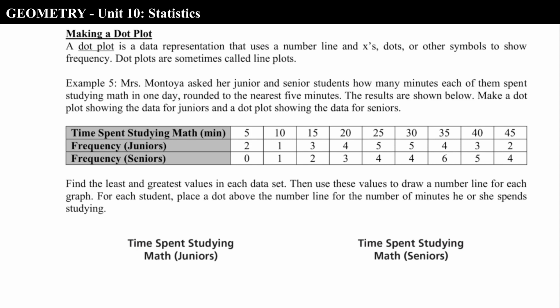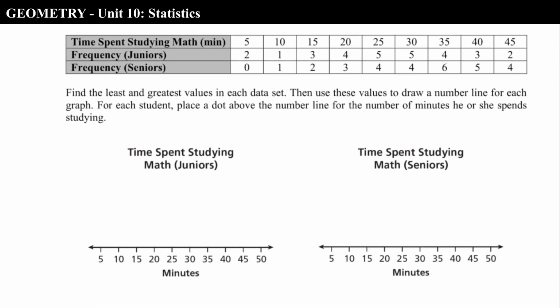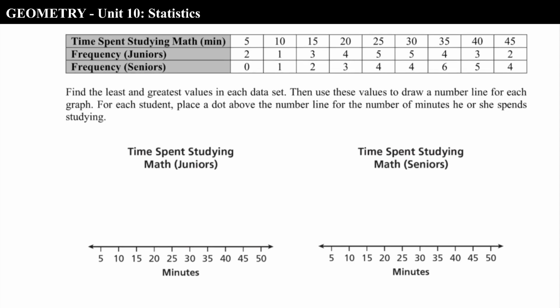So here we are given a table showing the time spent studying for juniors and seniors in a math class. We're going to find the least and the greatest values in each data set, then use these values to draw a number line for each graph. For each student, place a dot above the number line for the number of minutes he or she spends studying. The number line is already given for you. We're just going to fill in the dots.